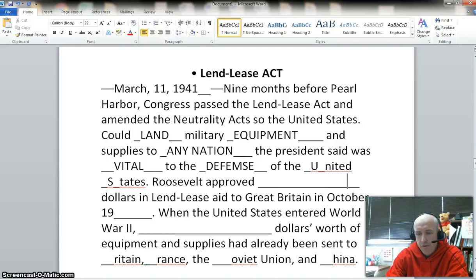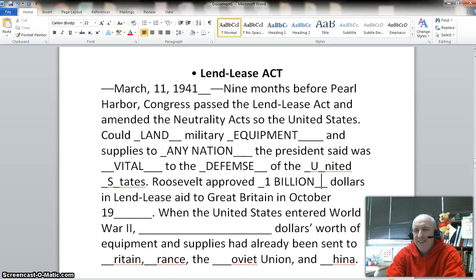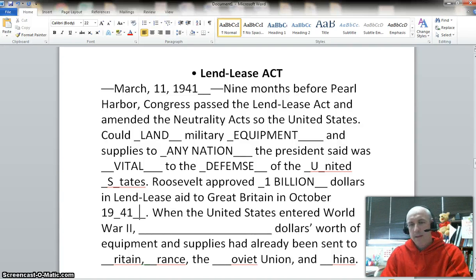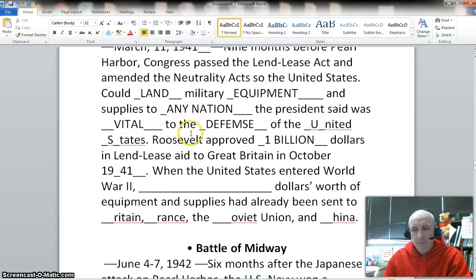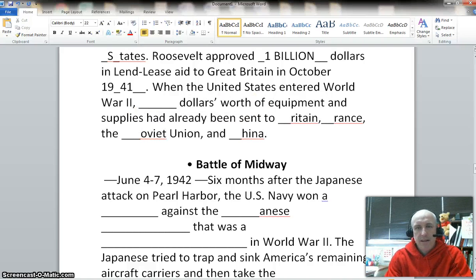Roosevelt approved, check it out, $1 billion in Lend-Lease aid to Great Britain in October of what year? Make sure we get the right year. Yep, it's the same year as 1941. When the United States now entered World War II, check this out.